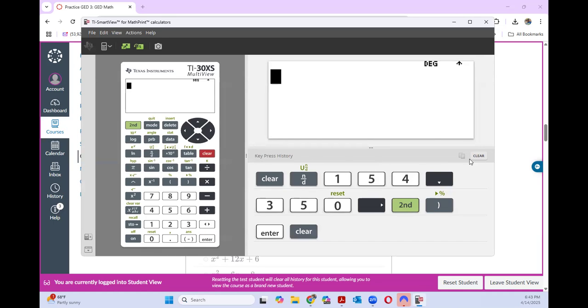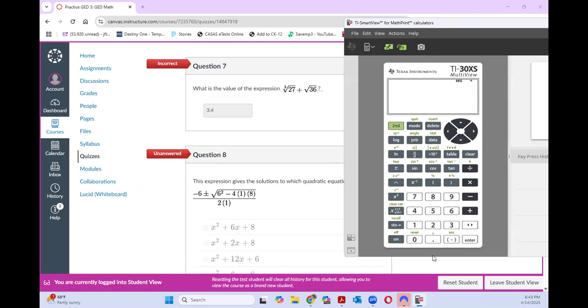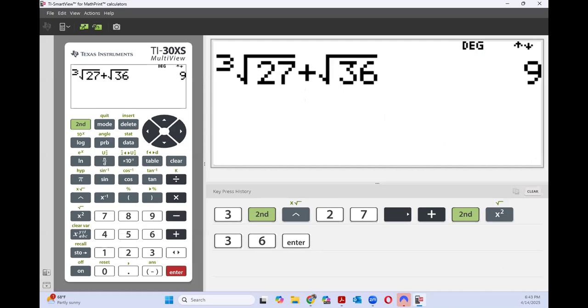But evidently, you got to make sure you understand how to do squares, square roots, cubes, and cube roots. This should have been easy. 3, second, hit the caret, 27, get out of the cube root, plus square root of 36. That's what I was trying to do, and I couldn't do it.